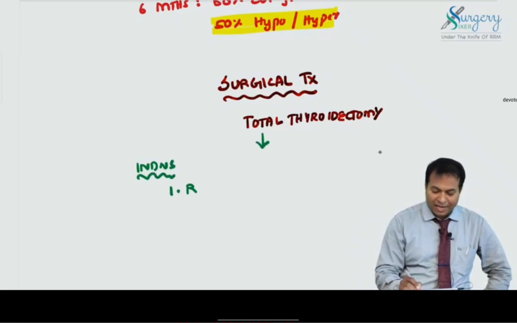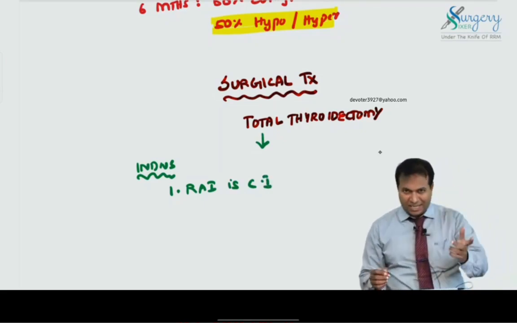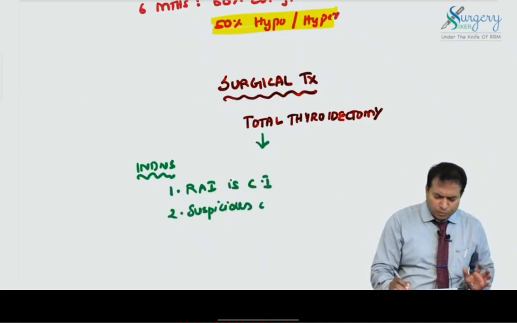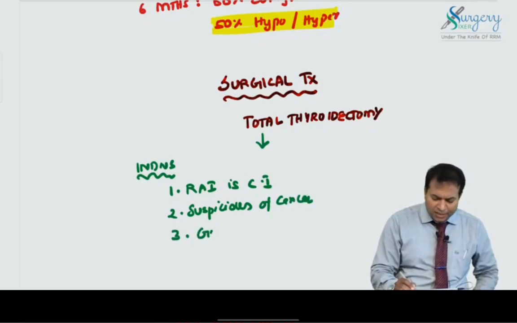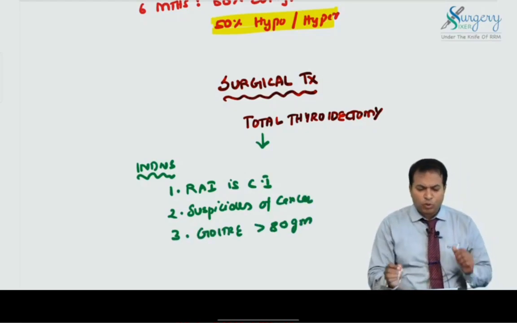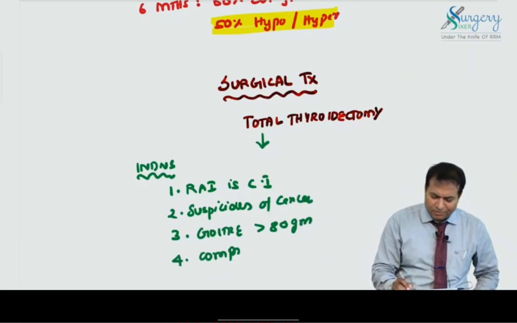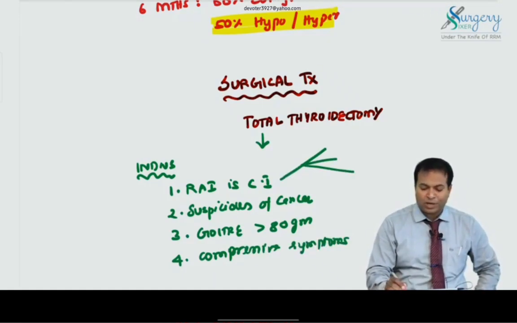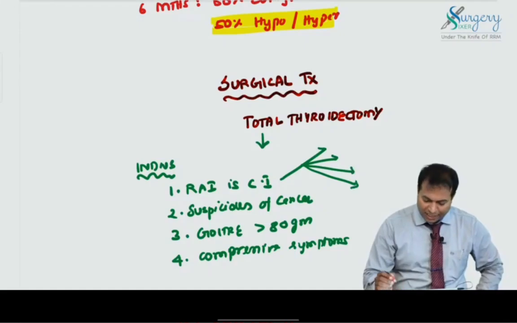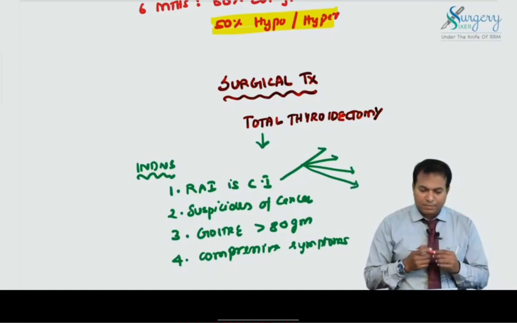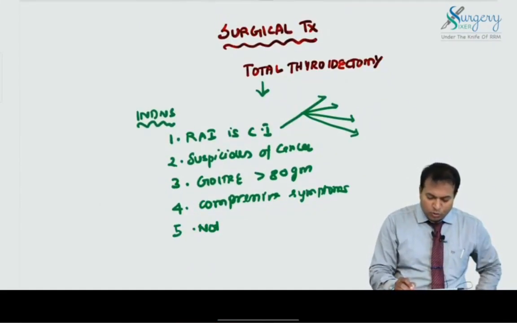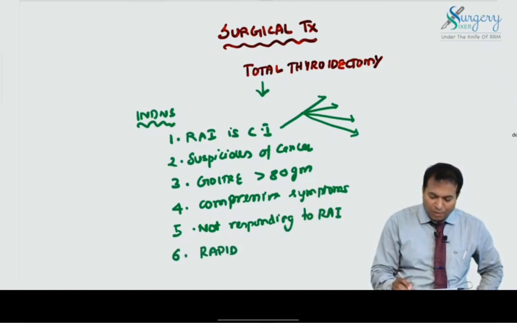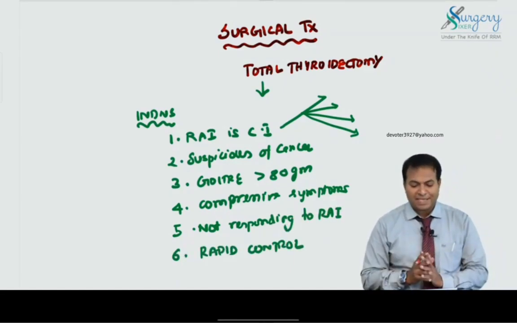Already the contraindications: when radioactive iodine is contraindicated, you can put pregnancy, lactation, children, everything. In pregnancy, you can do the surgery in the second trimester. Also, suspicion of cancer, or when the goiter is very big, more than 80 grams, with compressive or pressure symptoms. Please don't forget, pregnancy, lactation, smoker, Graves' ophthalmopathy, everything comes here, wherever radiotherapy is contraindicated. Then patients not responding to radioactive iodine, and finally patients who want rapid control, who want to become normal immediately. These are the places where we do total thyroidectomy.